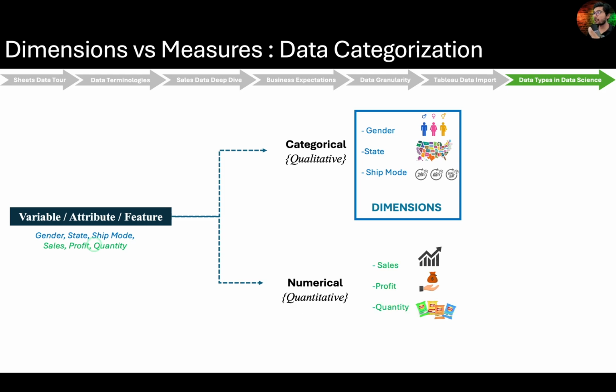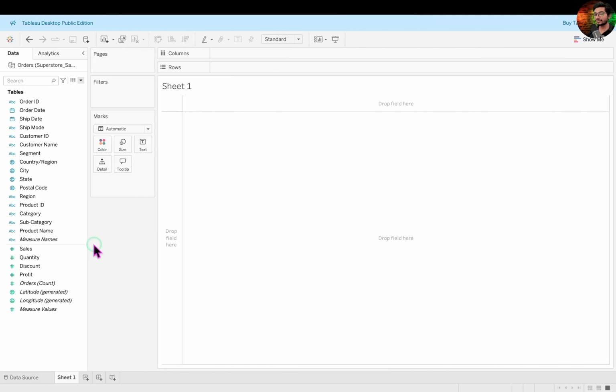Here, sales, profit, and quantity are classified as numerical variables. Since these fields measure something like revenue, earnings, or product count, Tableau automatically classifies them as measures. That's why they appear green in color in the data pane, indicating they are quantitative and can be used for calculations like sum, average, or percentage change. I hope the distinction between dimensions and measures is now super clear to you.